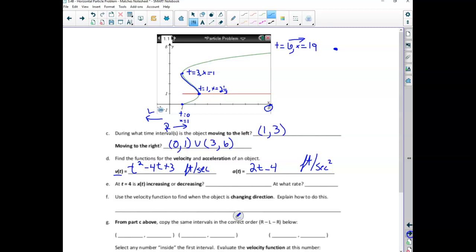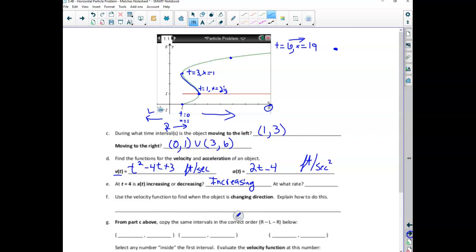Now, we're asking at t equals 4, is x of t, the position, increasing or decreasing? Well, let's go see, where is t equal 4? 1, 2, 3, 4, because I'm looking at it here. Is my position increasing or is it decreasing? Well, my position is increasing. At what rate is it increasing? Well, I can see, because it's increasing, my displacement is moving to the right, and here I'm at my 4 there. Okay. 1, 2, 3, 4.